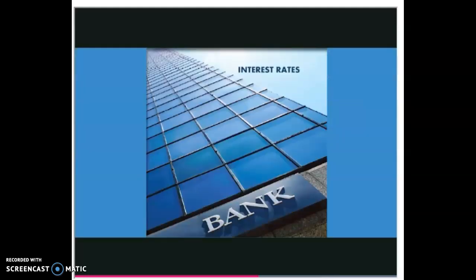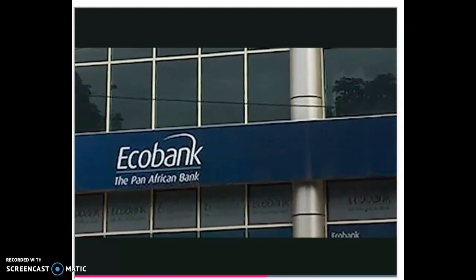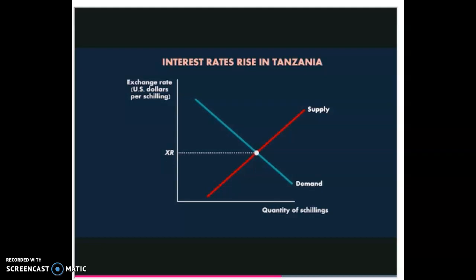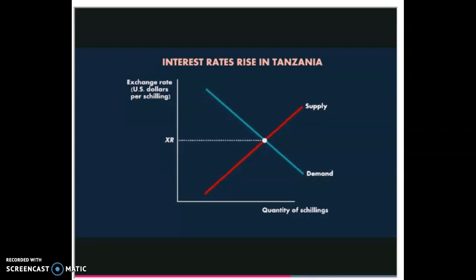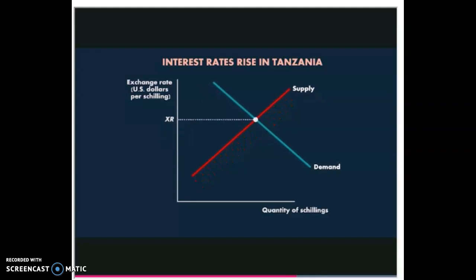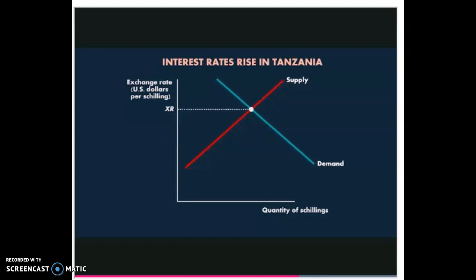Changes in interest rates cause both curves to shift as well. Suppose the interest rates paid by Tanzanian banks rise. More Americans will want to put their money in Tanzanian banks, which requires the Americans to buy shillings. So the demand for shillings increases and the demand curve shifts to the right. Meanwhile, the higher interest rate in Tanzania makes deposits by Tanzanians in U.S. banks less appealing, so fewer Tanzanians will sell their shillings to get dollars for deposit in U.S. banks. This decreases the supply of shillings and shifts the supply curve to the left. Both of these shifts raise the exchange rate for shillings, and the shilling appreciates.